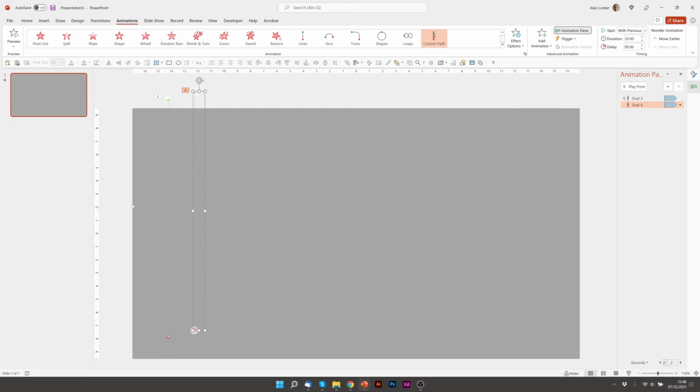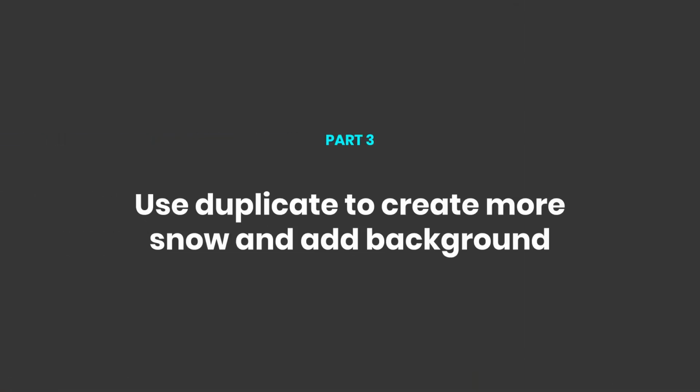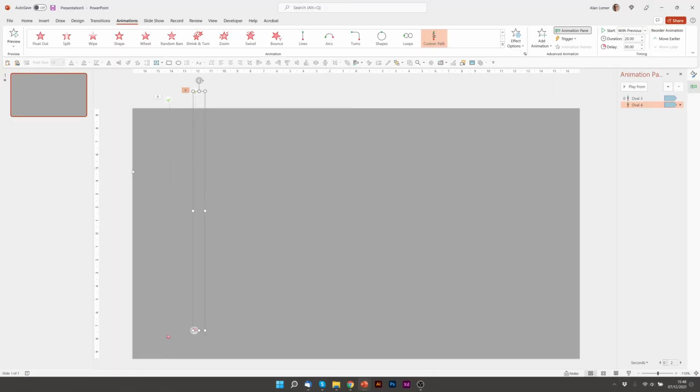It's looking good already. So I'm going to duplicate a few. I'm going to change the duration, probably making them between a few and 20 seconds. And then we'll make a few edits to the path. And then we'll have something looking pretty good. And then we'll add our background in.